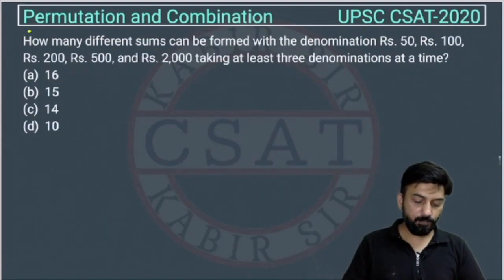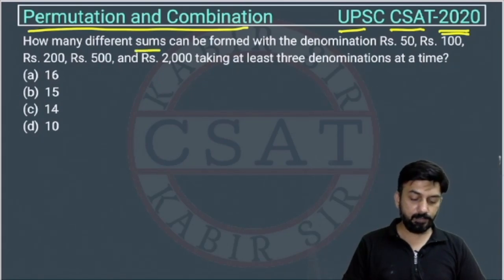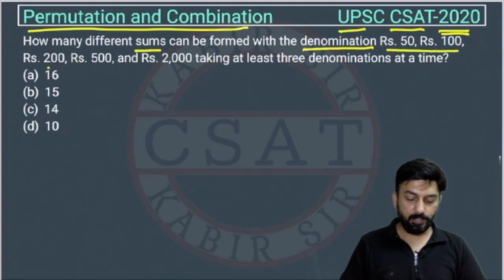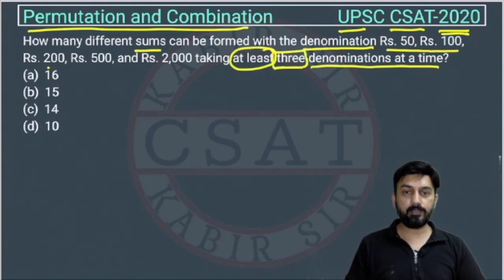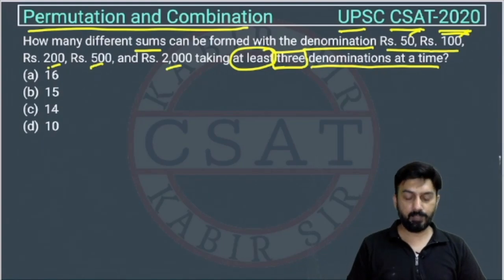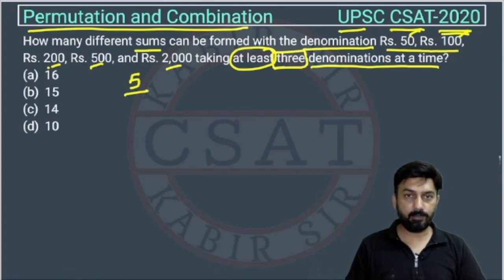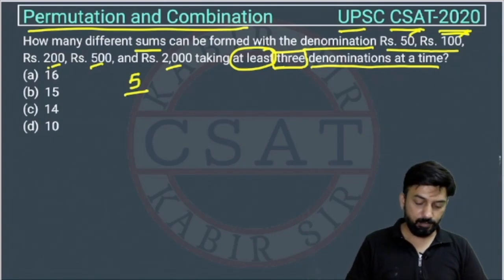So this is a question from Permutation and Combination chapter asked by UPSC in their CSAT paper of 2020. How many different sums can be formed with the denominations of rupees 50, 100, 200, 500 and 2000, taking at least 3 denominations at the same time, right? So how many denominations are we having? First, second, third, fourth, 5, right? So 5 types के denomination हमारे पास हैं and out of 5 we have to select 3, right? At least 3. So this is a problem of combination.